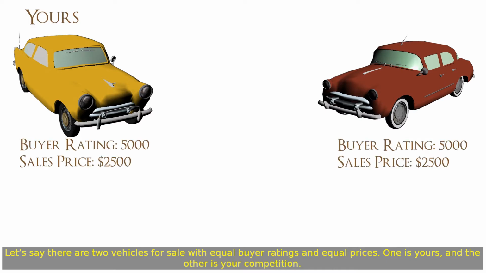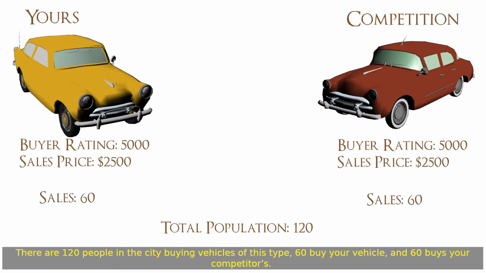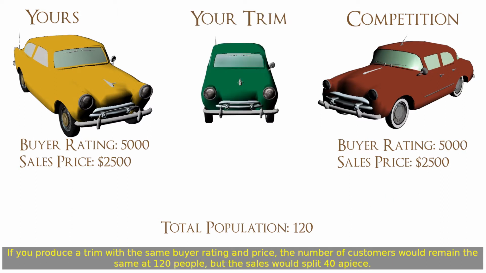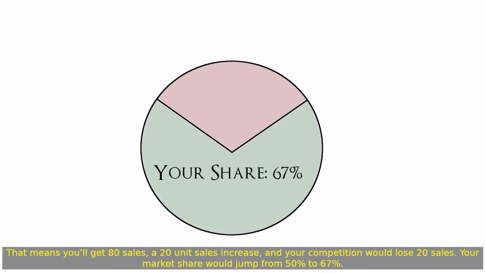One is yours, and the other is your competition. There are 120 people in the city buying vehicles of this type, 60 buy your vehicle, and 60 buy your competitors'. If you produce a trim with the same buyer rating and price, the number of customers would remain the same at 120 people, but the sales would split 40 apiece. That means you'll get 80 sales, a 20-unit sales increase, and your competition would lose 20 sales. Your market share would jump from 50% to 67%.